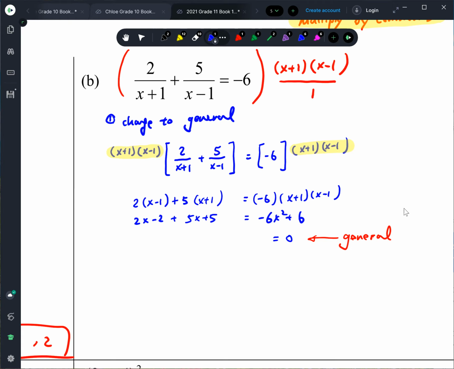How about left side? I did left side already. I just didn't know how to turn it to general. Okay, so after this, you need to move everything to the left. Can you do that? So then is it 2x minus 2 plus 5x plus 5, and then plus 6x squared minus 6? Yeah, and then combine all the like terms. Do you know how to do that? Yeah, I'm going to do that now. 1 second. Okay.